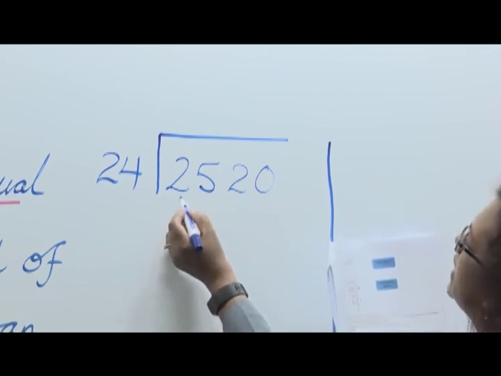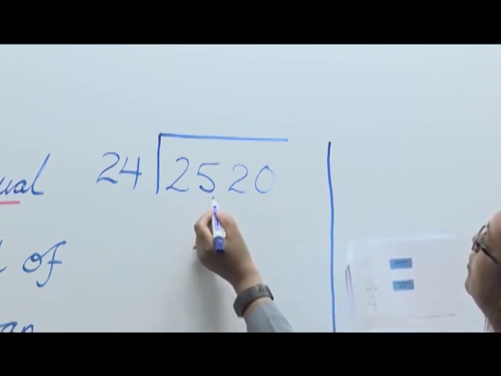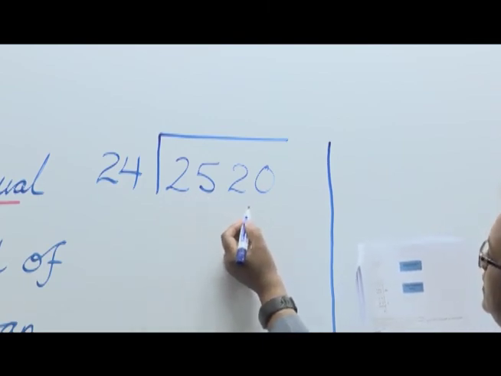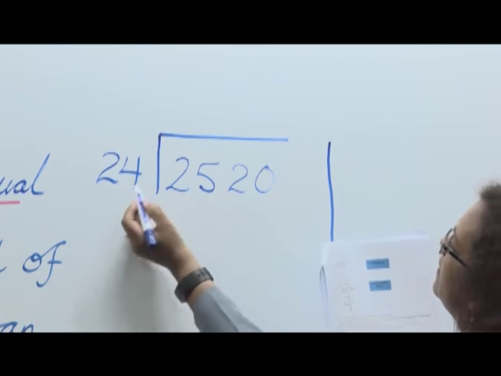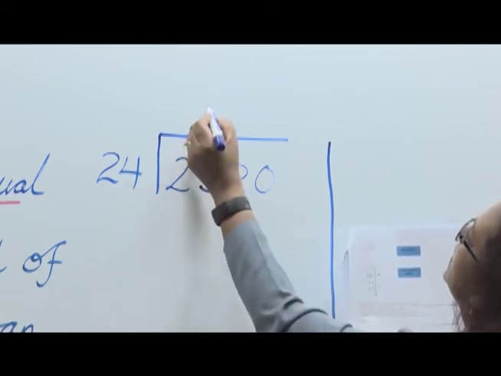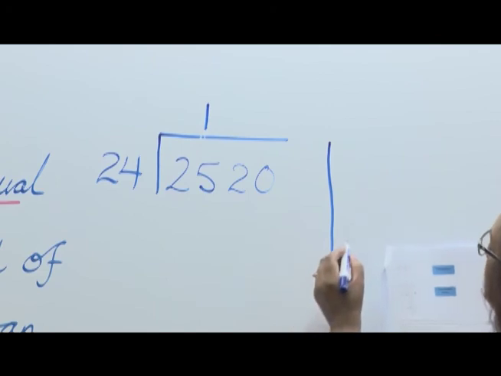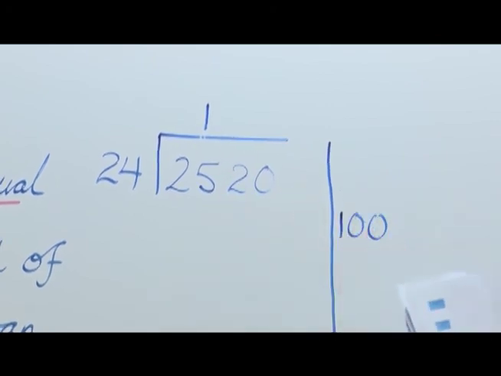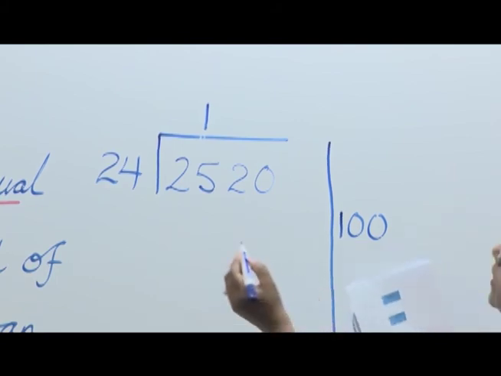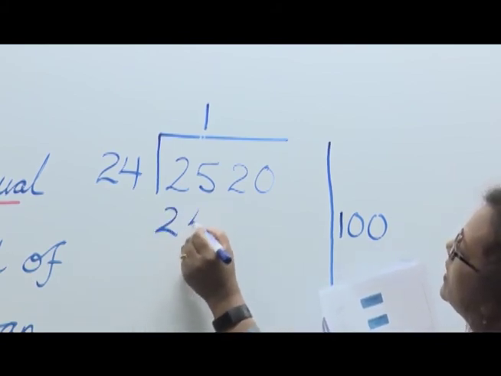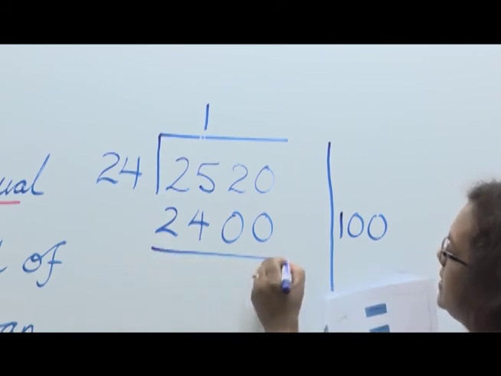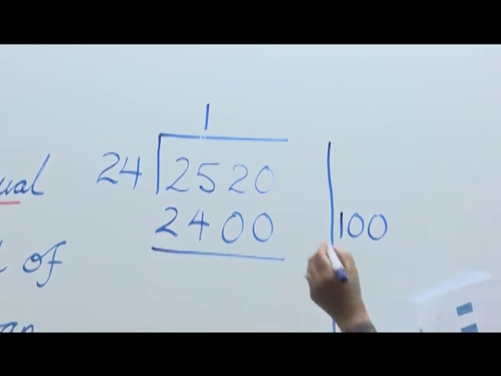Right. So, the first two numbers here, the 2 and the 5, really refer to 2,500. So I can say 25 divided by 24 is 1, so 100. I'm going to put my 100 here because this is my partial quotient. So 100 times 24 is 2,400. I'm going to subtract.